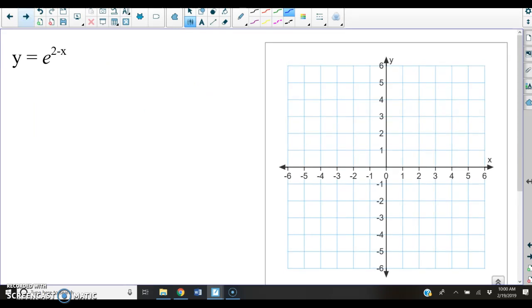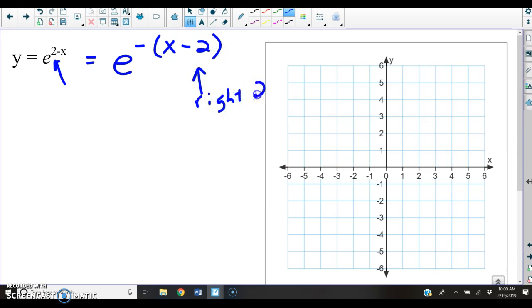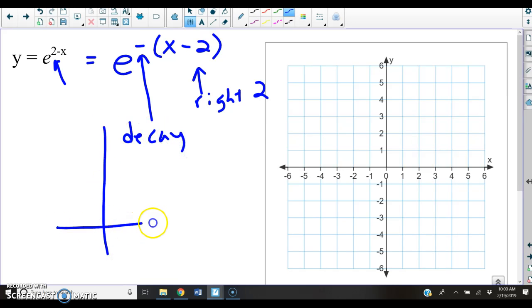All right, now this time, what does the 2 do? What does the negative do? Think of this as being the opposite of x minus 2. So this should move it right 2. And the negative makes it look like decay. So instead of looking like this, it's going to go right 2 and be decay. So I think it's going to look like that.